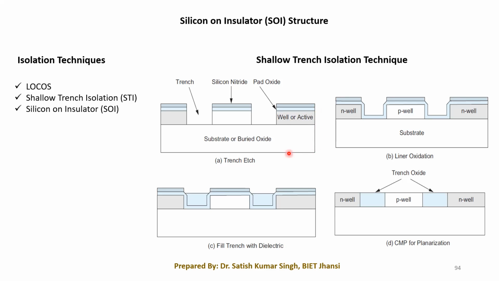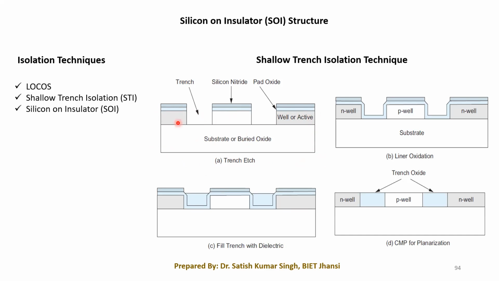So first we take the substrate like this, and then within this substrate we have to form different wells. First we grow the N well at this point, then we grow the P well, again we grow the N well. That way we can grow the different wells wherever we need, and that can be done by a simple diffusion technique.